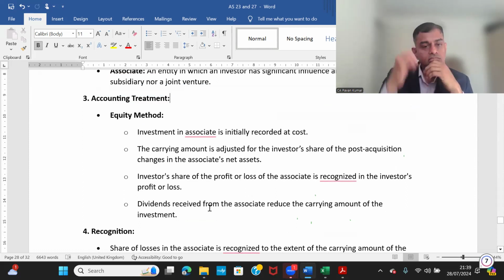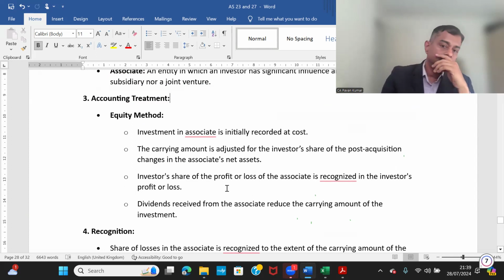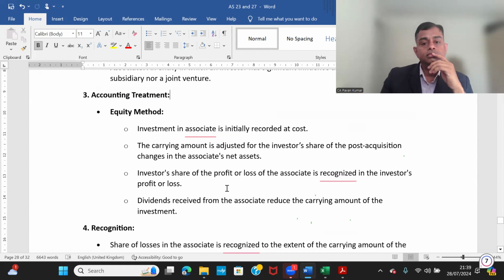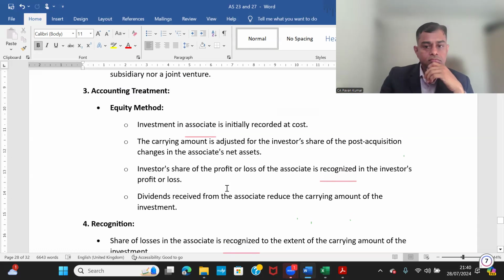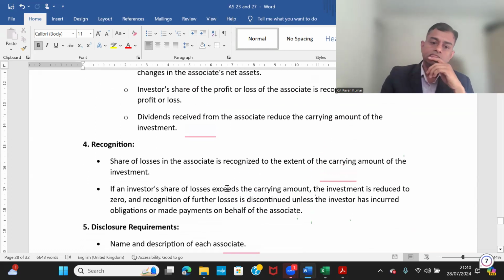Accounting treatment. Equity method. Investment in associate is initially recorded at cost. The carrying amount is adjusted for the investor's share of the post-acquisition changes in the associate's net assets. Investor's share of the profit or loss of the associate is recognized in the investor's profit or loss. Dividends received from the associate reduce the carrying amount of the investment.